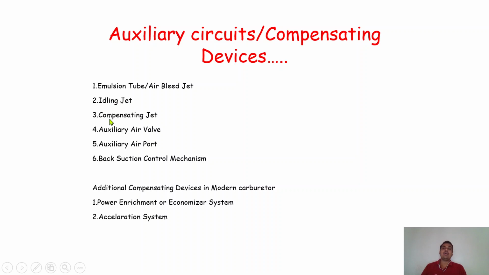The third one, the compensating jet. The fourth one, auxiliary air wall. Fifth one is auxiliary air port. And sixth one is back suction control mechanism.